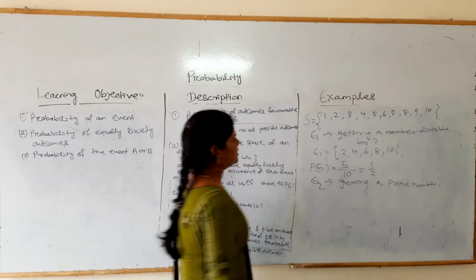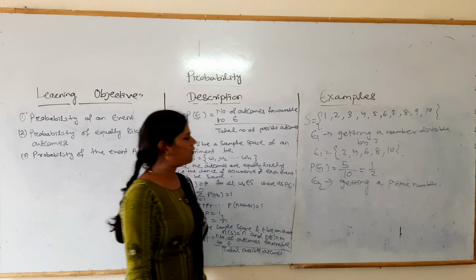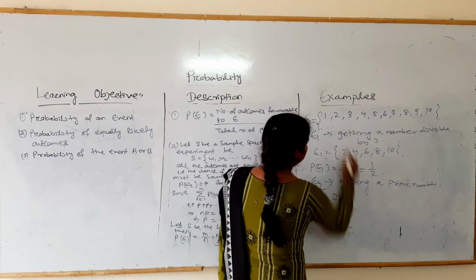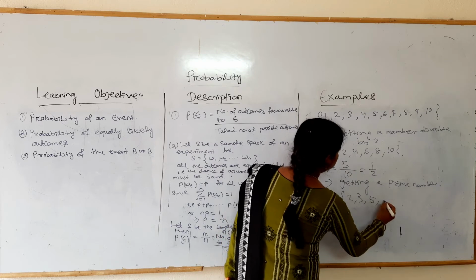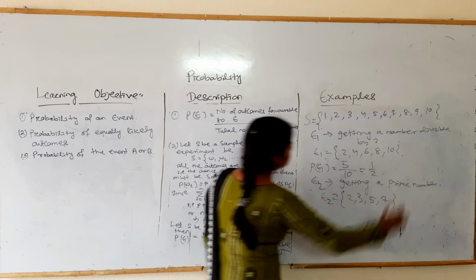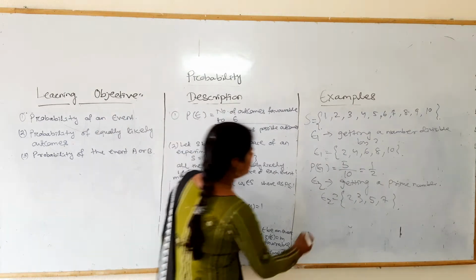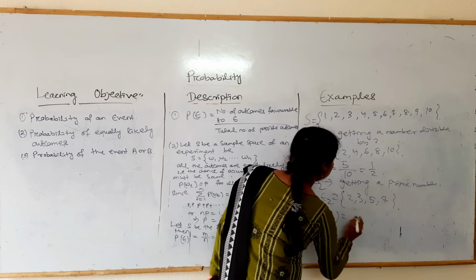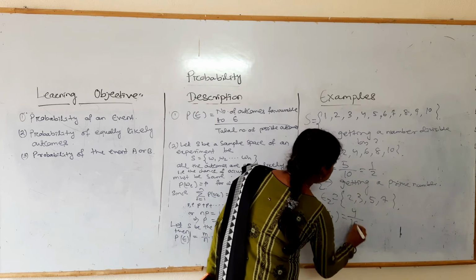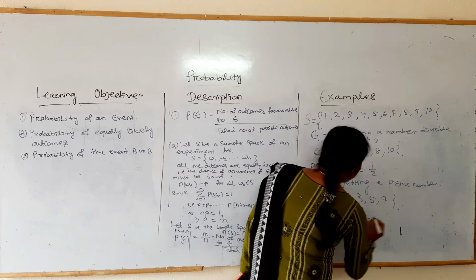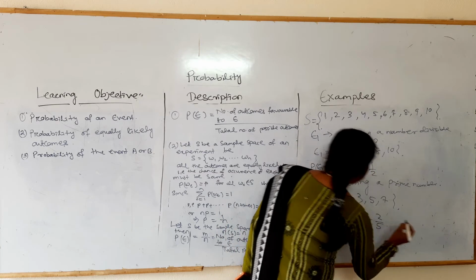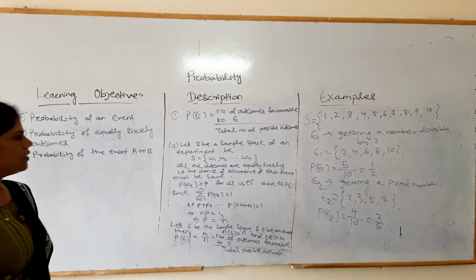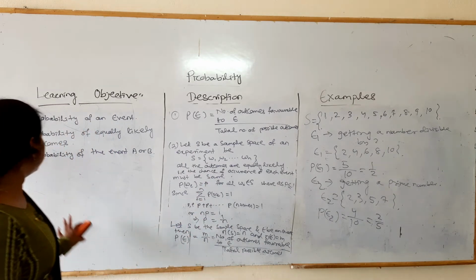Okay, that means from this we have to find out the probability of getting a prime number. That means here E2 is equal to 2, 3, 5, 7, this much. Clear? Then here the probability of E2 is equal to the number of favorable outcomes, which is 4, over the total number of outcomes, which is 10, that is equal to 2 divided by 5. So in this way we can find the probability of any event.